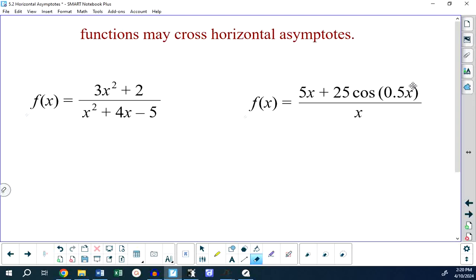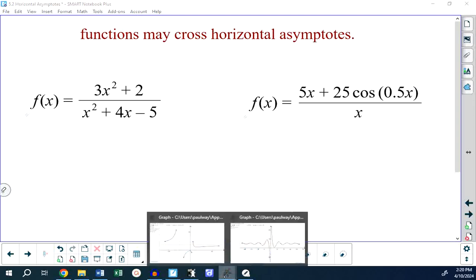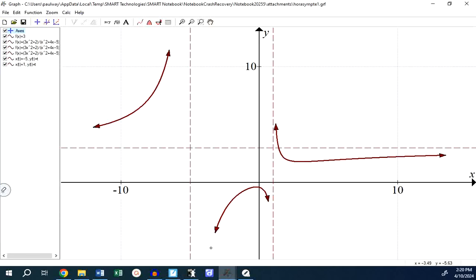So I have a couple of functions here. This first one is 3x squared plus 2 over x squared plus 4x plus 5, and this is what it looks like. There happen to be two vertical asymptotes, some kind of funny business going on in between them. I say funny business because it's not symmetrical in there. It's asymptotic on both sides of this vertical asymptote. It's asymptotic on both sides of this one. It's asymptotic to y equals 3 as x approaches infinity and as x approaches negative infinity.